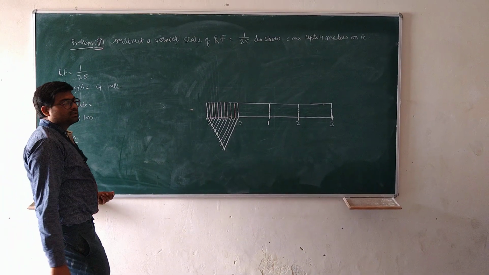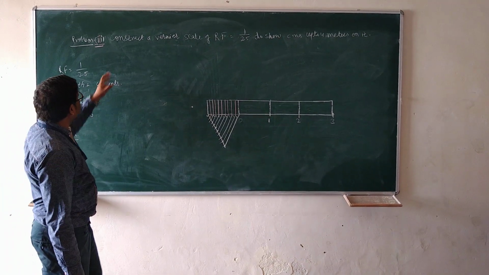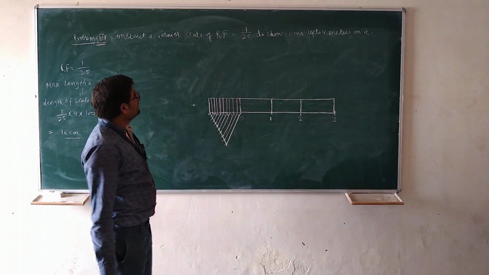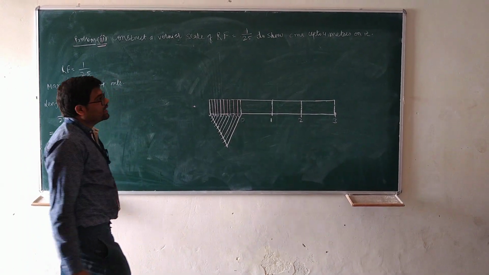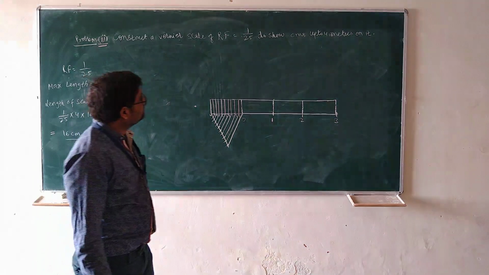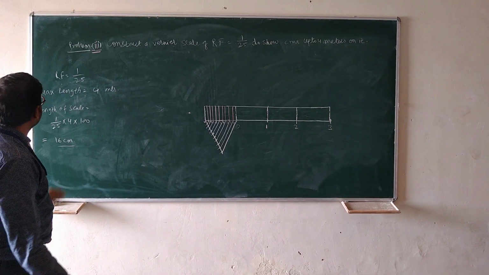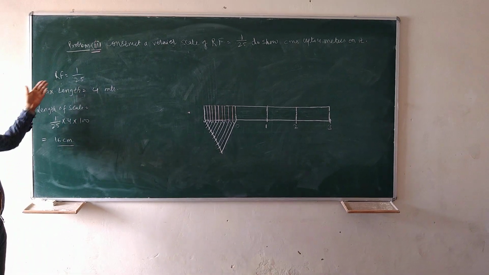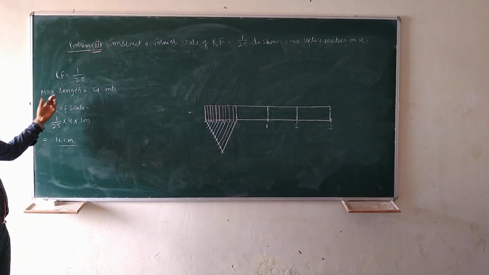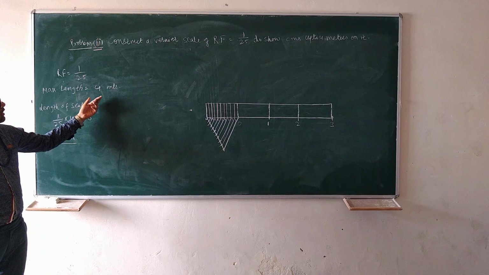Now problem number 3 is from the vernier scale. Construct a vernier scale of RF equal to 1/25 to show centimeters up to 4 meters only. So we have to draw. Here we have the RF equal to 1/25, and the maximum length is 4 meters.